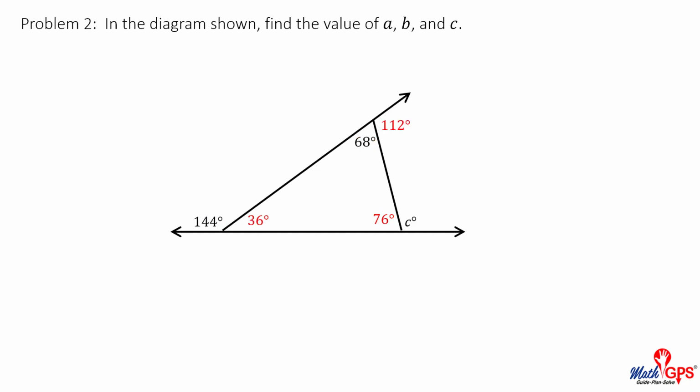The value of B is 112 because the opposite interior angles of the triangle total 112 degrees. 36 degrees plus 76 degrees equals 112 degrees. And finally, the value of C is 104 because the opposite interior angles of the triangle total 104 degrees. 36 degrees plus 68 degrees equals 104 degrees.